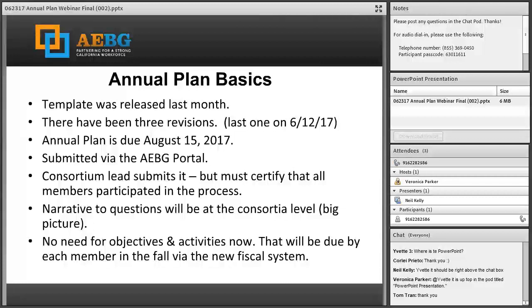The plan, due August 15th, must be submitted through the portal, so you must have access to the portal. And the consortia lead submits it and certifies that all members have participated in the process. So if you don't have access to the portal, then you would have to get access to that portal. If your consortia lead is in the midst of changing, retiring, or replacing that lead, you'd have to get access and update the lead.